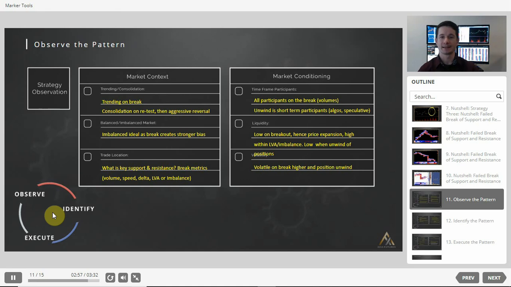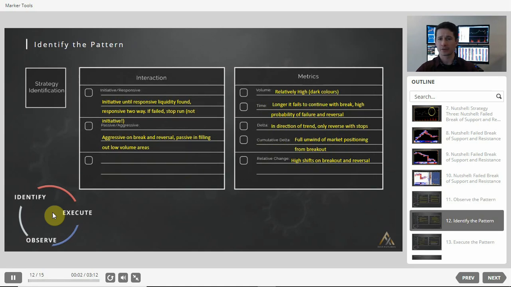Now in terms of liquidity, do note it will be relatively low on the breakout for obvious reasons. If everyone's in agreement, nobody should be offering liquidity on the opposite side. Obviously, we spoke a lot about, in terms of volatility, it should be volatile on the break higher until such a point it finds responsive either sellers or buyers, depending on the direction of the break, at which point it should consolidate before beginning the process of drifting lower. Let's now move on and have a look at the strategy identification.